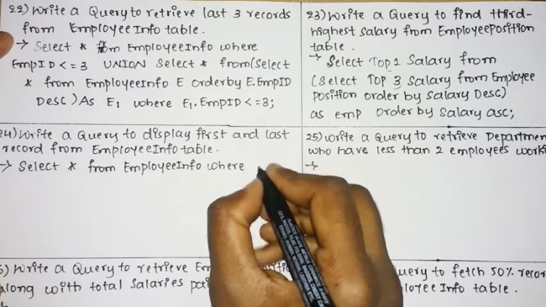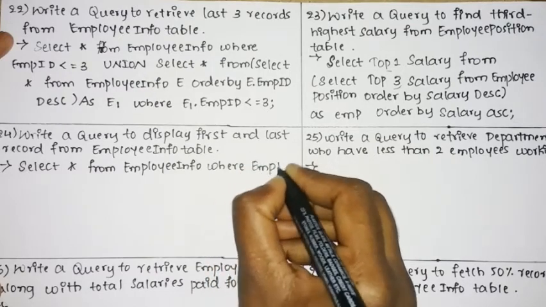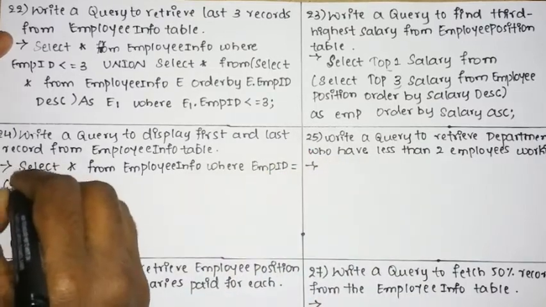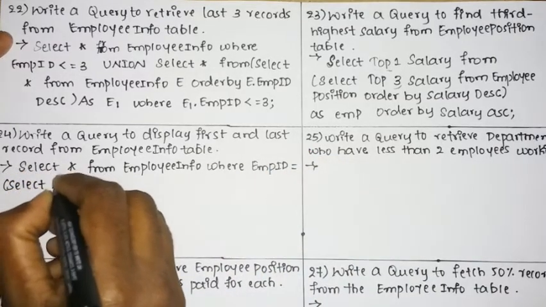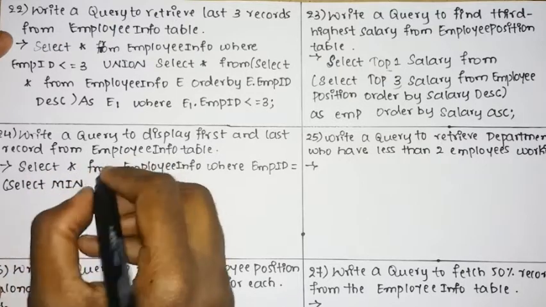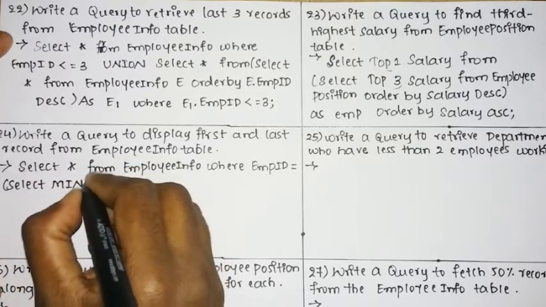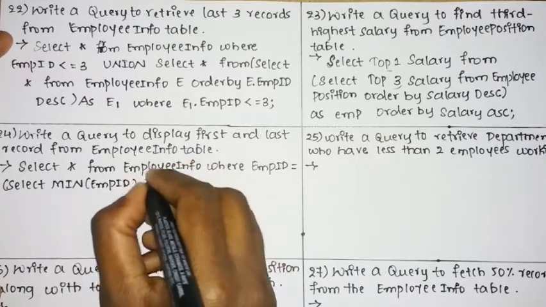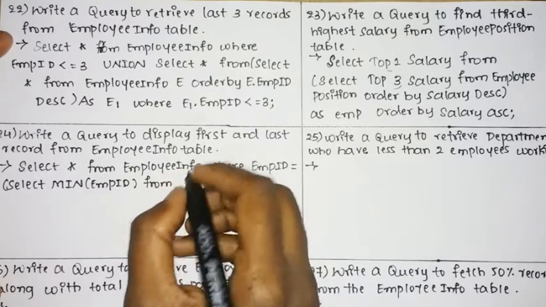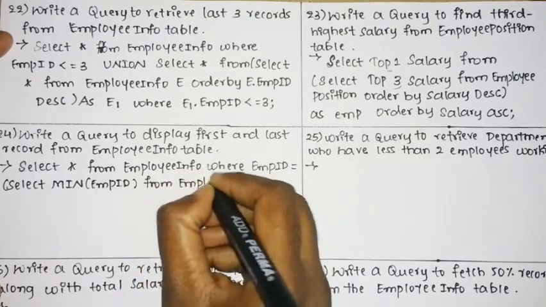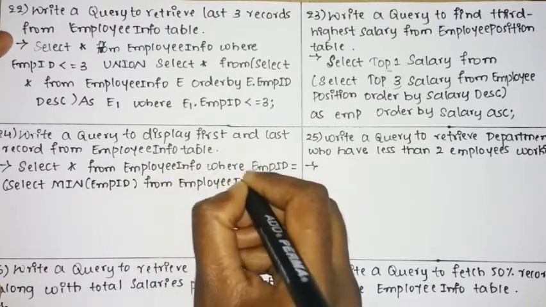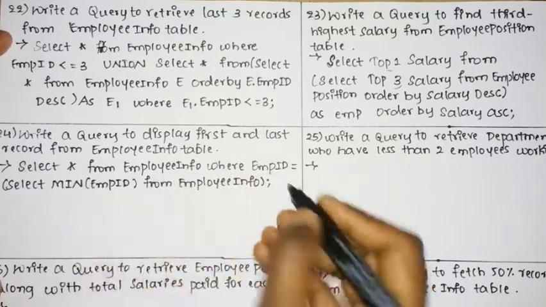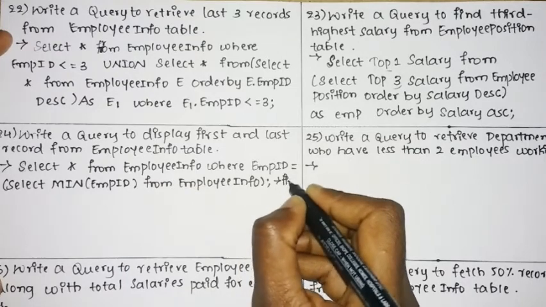So where employee ID should be equal to, followed by you can say select of. So you need the first record. First record is nothing but the minimum record. So minimum employee ID from employee info. So this will give you the first record, and then this will display the first record from the table.